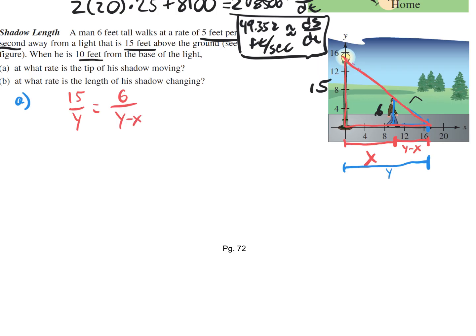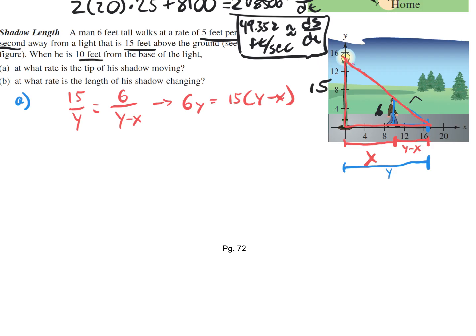Now you could set this up different ways. Proportions can be, you could do 15 over 6 equals, so that's big over small equals big y over small. That's fine. But you need to make a correct proportion, and then we can solve this proportion by cross multiplying. So cross multiply here, we have 6 times y equals 15 times y minus x.